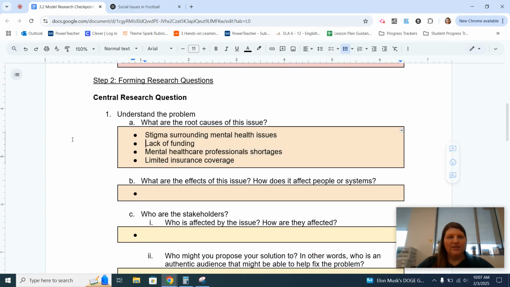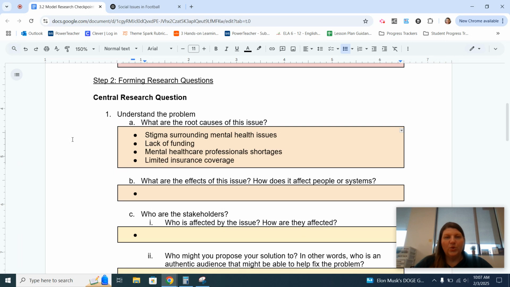After I have selected my topic, the next thing is to form my research question. So first is the central research question. It's the big question. Before we do that, we need to make sure we have an understanding of the background or the context of the issue so we can narrow our focus, and make sure we're pursuing something that we know something about and that can be researched.